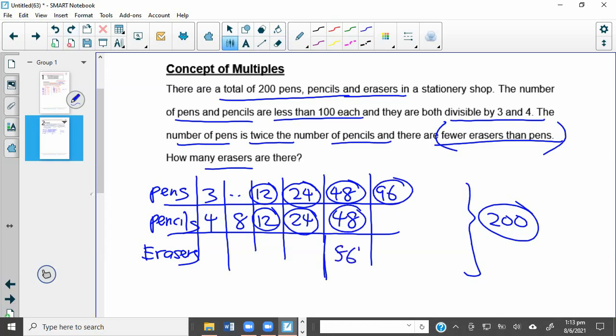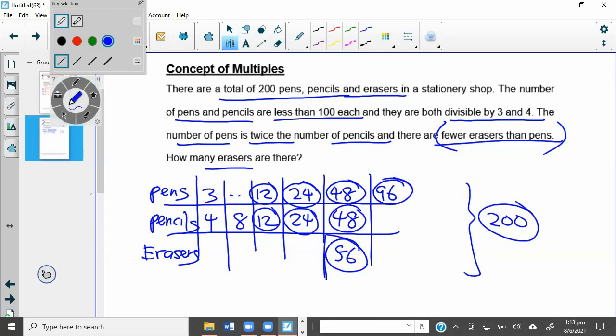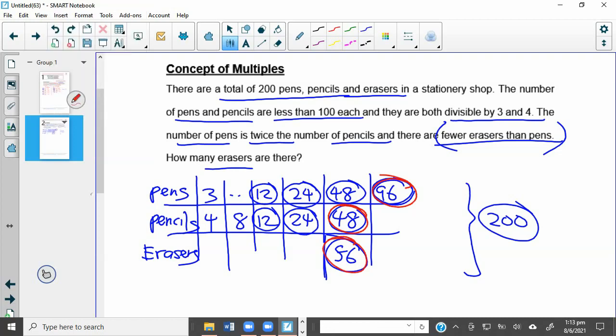Okay, 56 erasers. So let me use my red color. So I have 96 pens, which is twice the pencils, and I have 56 erasers, which is fewer than the pens, which is true. 56 is fewer than 96. So how many erasers are there? So my answer will have to be 56 erasers. Okay, so that's how I use factors and multiples to solve problems like this.